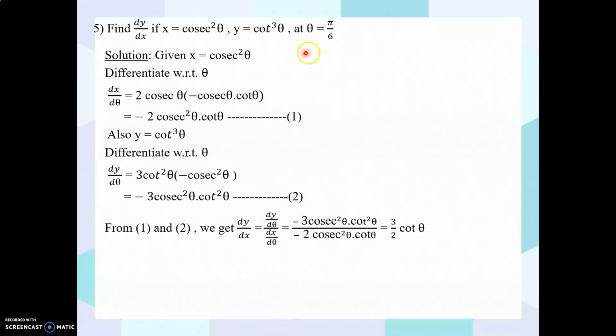But you have to find the value of dy upon dx at theta equal to pi upon 6. So at theta equal to pi upon 6, dy upon dx is equal to 3 upon 2 cot pi by 6. You have to substitute in the place of theta, it is pi by 6. Cot 30 is root 3. So after substituting, you are getting 3 root 3 upon 2 is the final answer for this question.